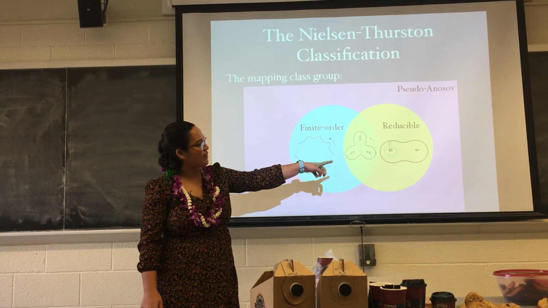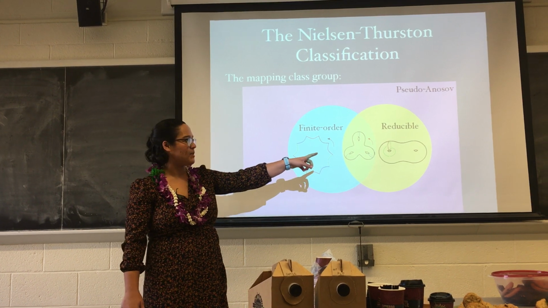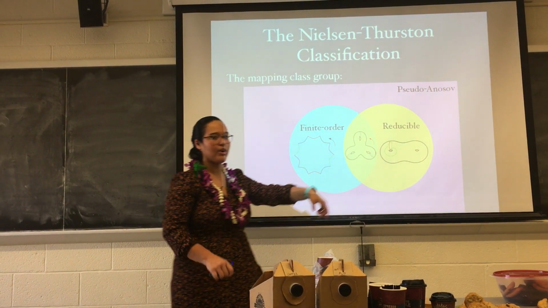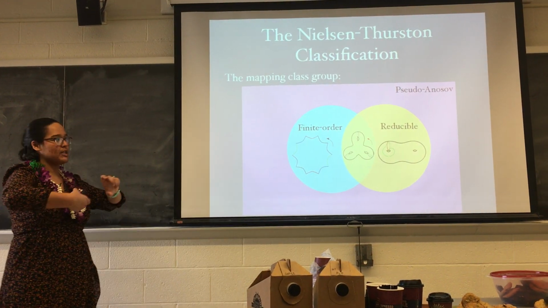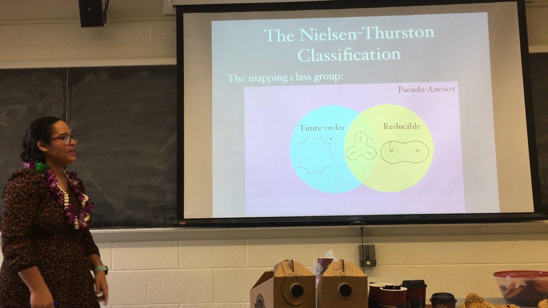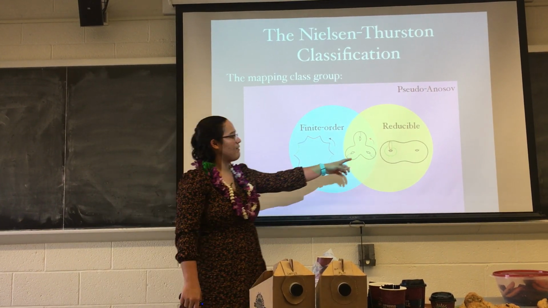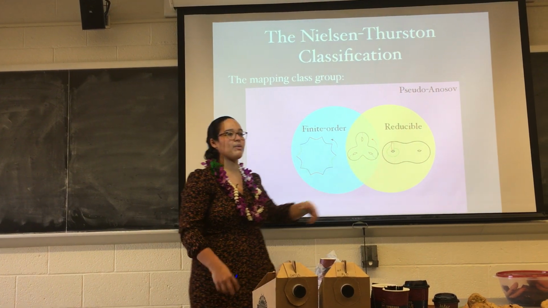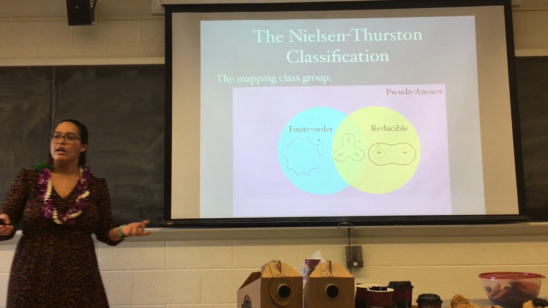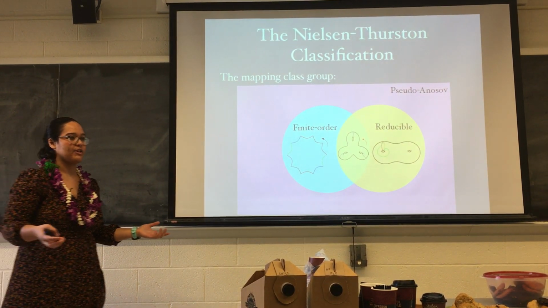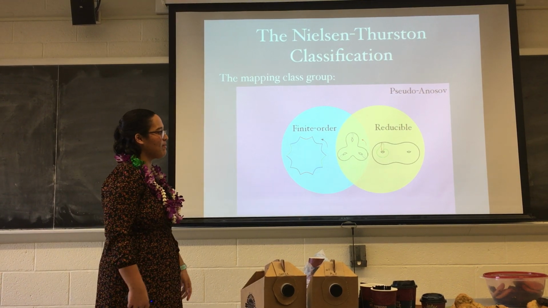Here we have an example of reducible. Again, we see this Dehn twist, where we do a Dehn twist about this red curve. We just cut open our surface, twist by 2 pi, and glue it back together. This is reducible because it fixes a reducing curve. So that's what we mean by reducible: there's some collection of simple closed curves on our surface which are fixed under the action of my mapping class.